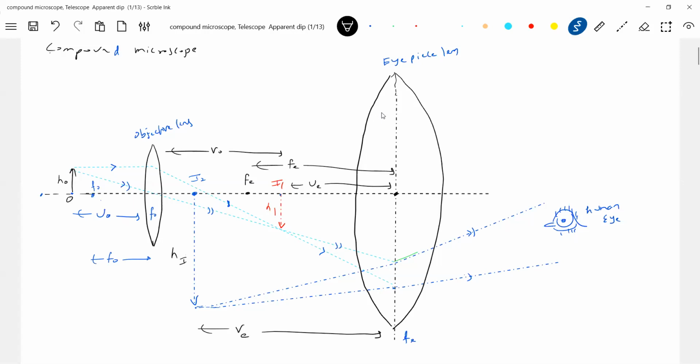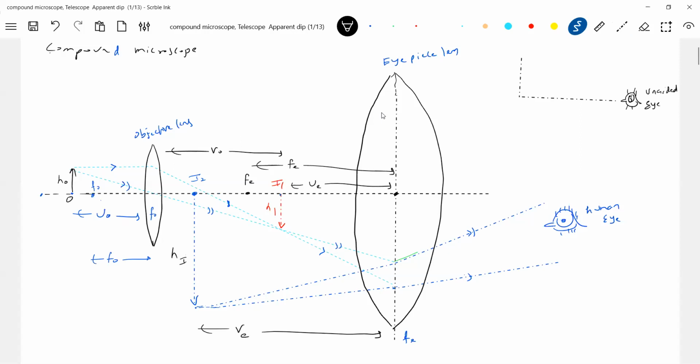Angle subtended by the image with the help of the instrument at the eye, to the angle subtended by the object at the unaided eye when it is kept at a distance of least distance of distinct vision. I think this is a generalized definition. So somewhere I should show that diagram here. And this is our unaided eye.